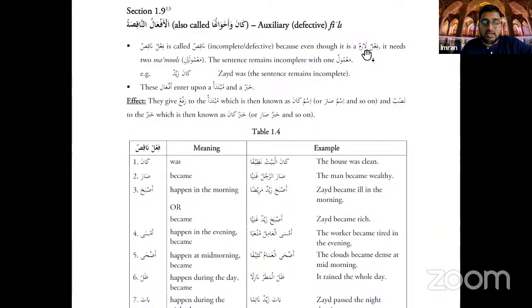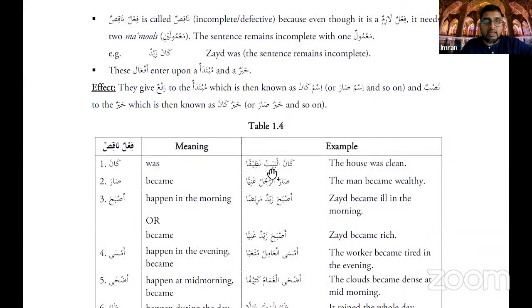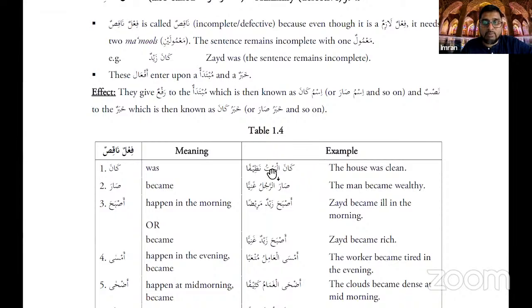normally a fi'l lazim only acts on the fa'il. Dhahaba Zaydun, it doesn't require an object. But this af'al naqisa, kana, requires 2 ma'muls, meaning the ism and the khabar. If it has only the ism, for example if I said kana al-baytu, the house was, it will be treated as an incomplete sentence. Is that clear, sisters? Sister Sakina, is that clear? Yes, that's clear. Go ahead.